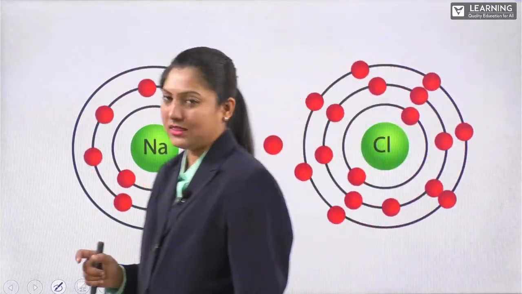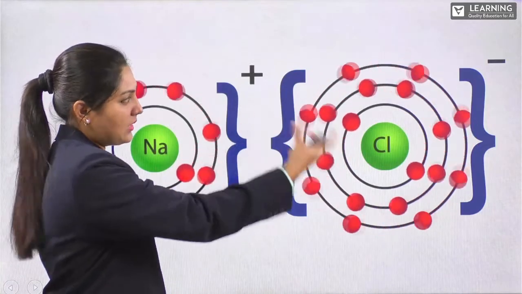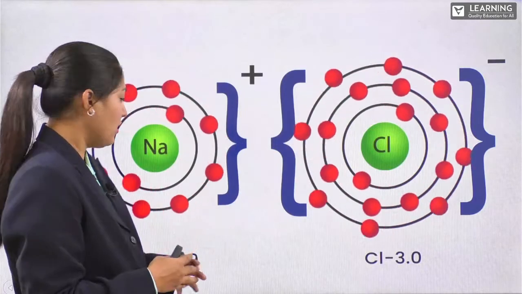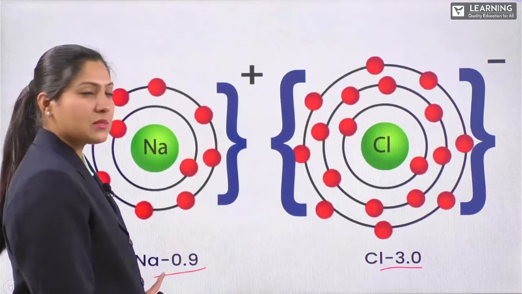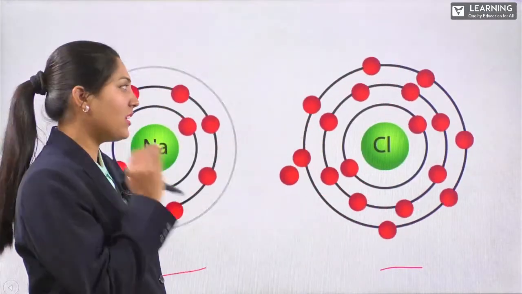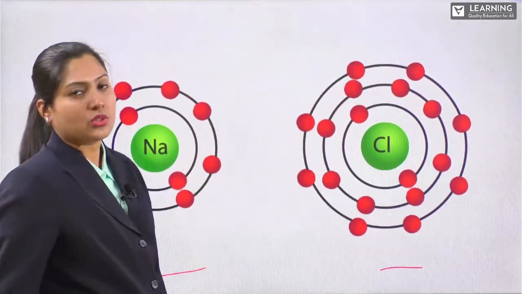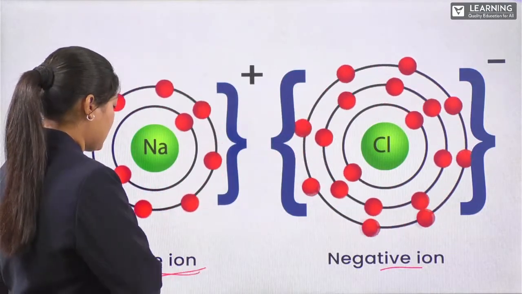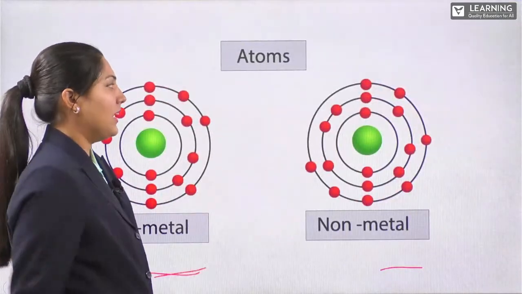So here metals and non-metals, when one loses the electron and the other gains the electron, they get positive and negative charge, and they combine together. You can see the electronegativities. This is 0.9, whereas that is 3. So chlorine is having very high electronegativity, so it can easily gain the electron from sodium. So what matters here? It is a positively charged particle, it is a negatively charged particle by giving the electrons.